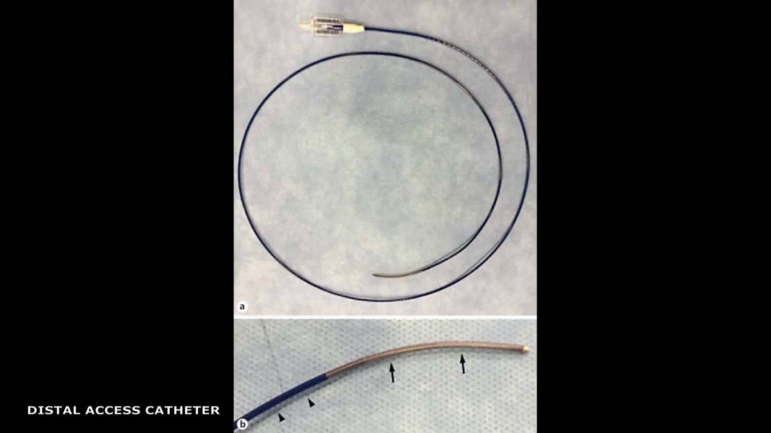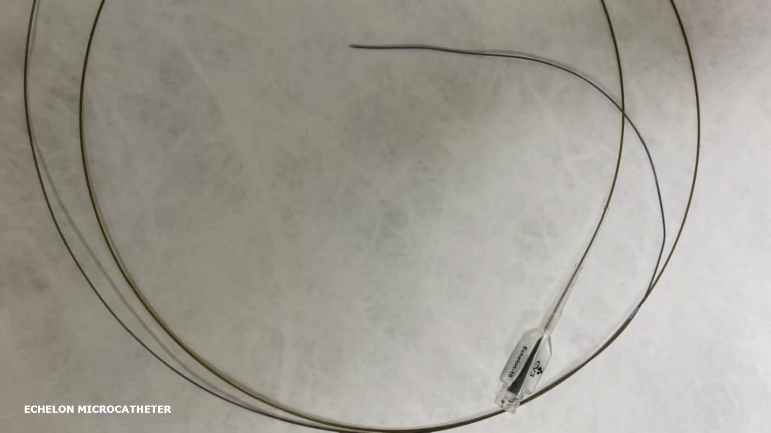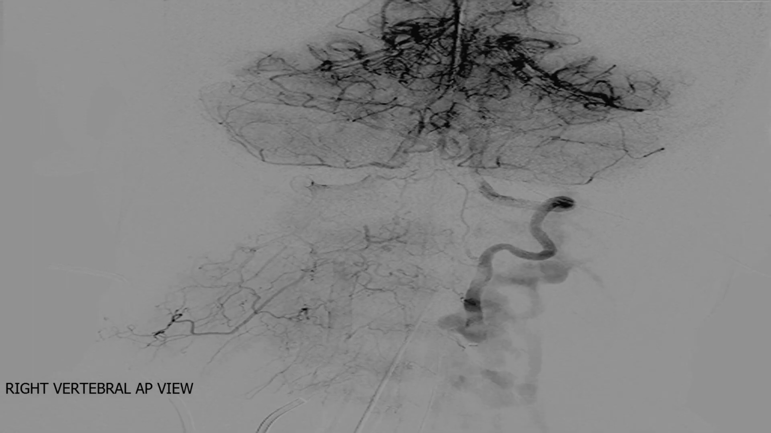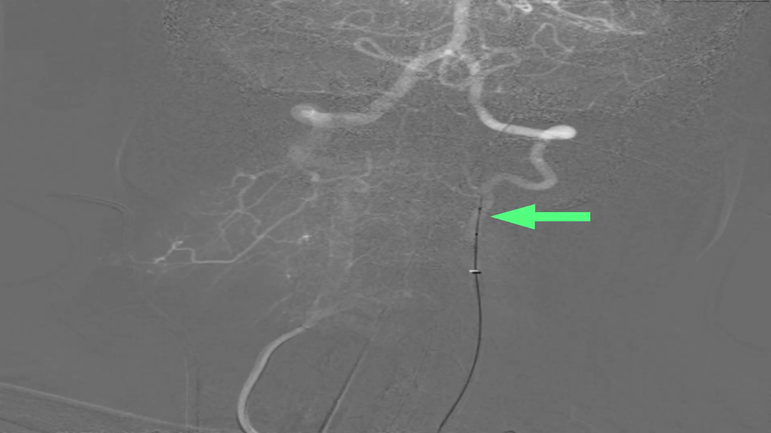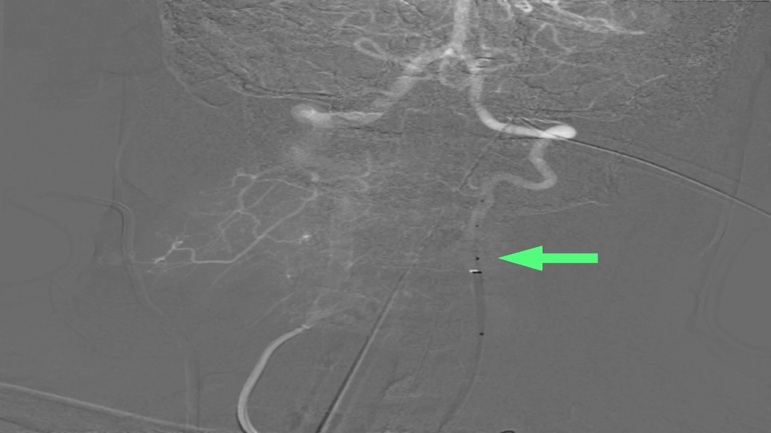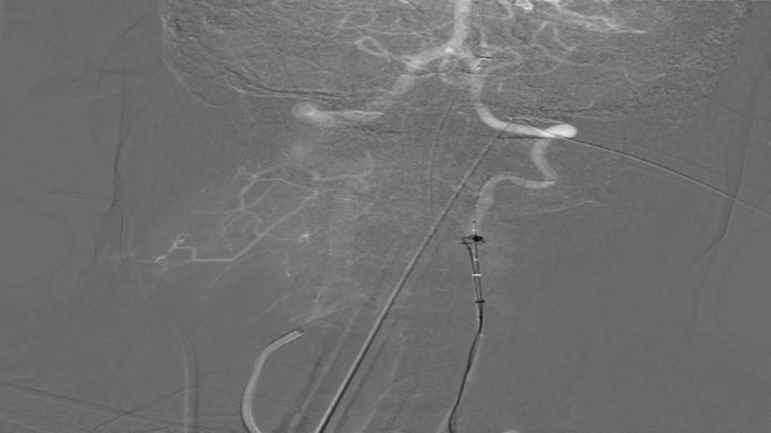Similarly, through the right femoral artery, a distal access intermediate catheter is placed into the left vertebral artery just before the fistula site. A Transform balloon and Echelon microcatheter with microguide wire are inserted through the distal access catheter. Fluoroscopy is taken and a road map is given. The Transform balloon is placed beyond the fistula site and inflated, while the Echelon microcatheter is placed at the fistula site, which is used to put coils into the fistula.